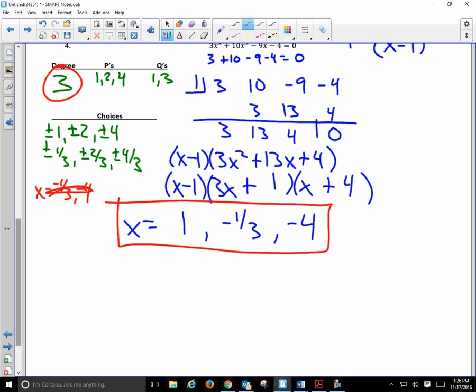Then, an excellent mathematician always has a way to try to verify their answers. And 1 is one of my choices. -1/3 is one of my choices. And -4 is one of my choices. So, again, that doesn't show that it's for sure correct. I could plug each one of those in and verify it's correct, but at least I have a quick way to check to see if I'm on the right track.